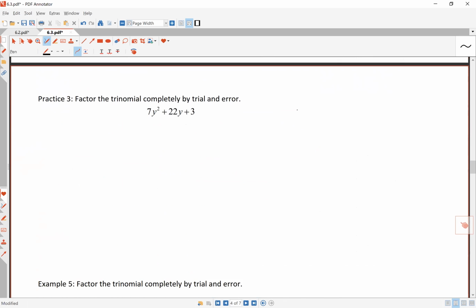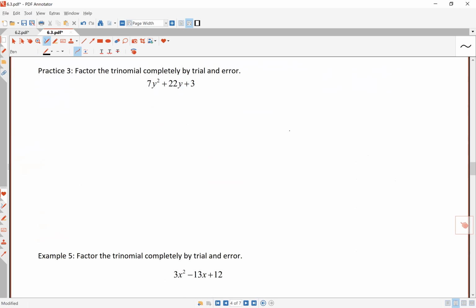Practice 3. This leads me to your practice problem. I encourage you to press pause on your video and try this out. Trial and error works well on this one because of the a being 7 and the c being 3.